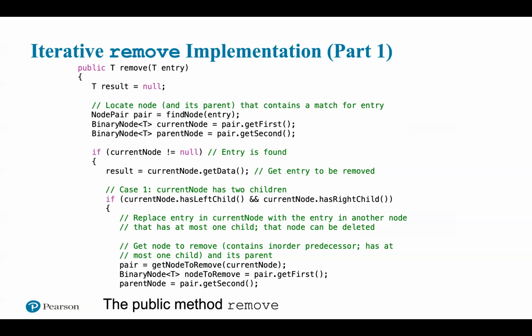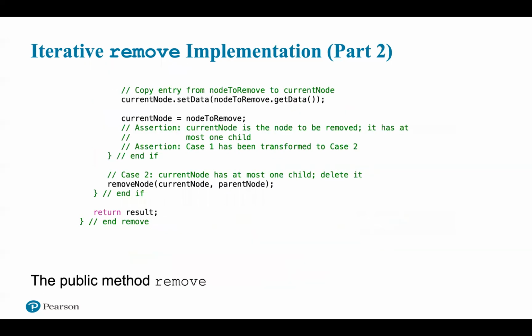The private method get node to remove finds the node containing the inorder predecessor of the entry in a given node. Since we also need the node's parent, the method returns a pair of nodes as the instance of the class node pair. Finally, the private method remove node deletes a node that has at most 1 child. We give the method references to the node and its parent, if any. Using these private methods, we can implement remove as we're showing here. Here's part 2 of that, so you can look that over.